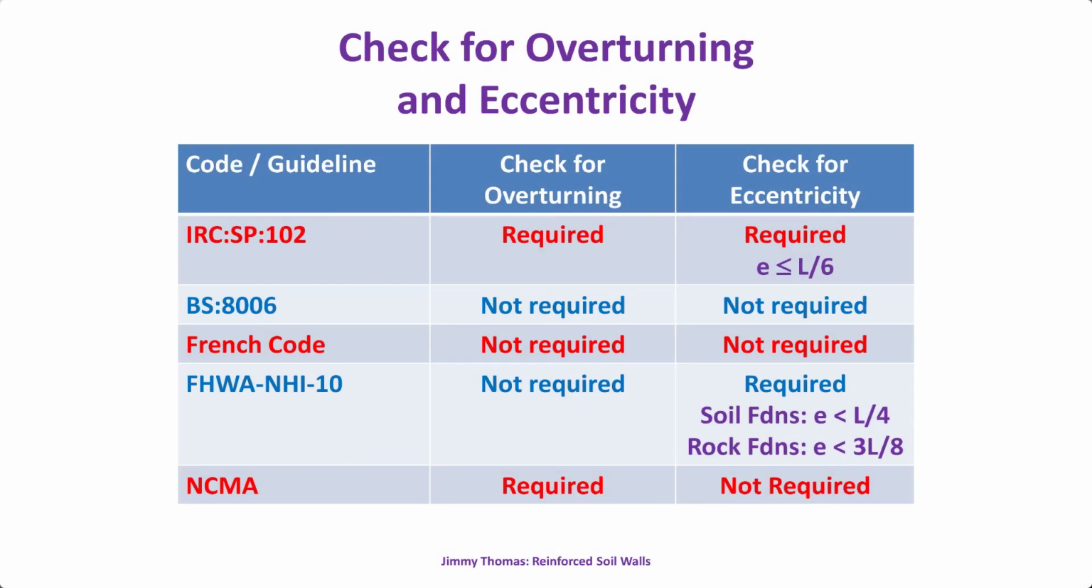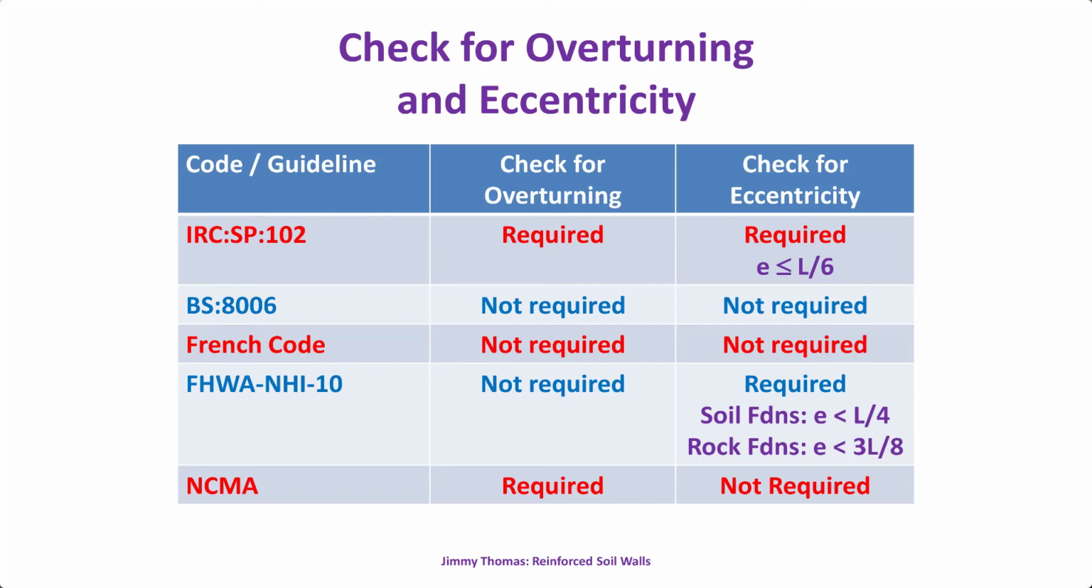So here I have compared the various codal provisions. These are the different codes, and whether a check for overturning is required, whether a check for eccentricity is required. If you look at IRC, it says it should be checked for overturning. Then it has specified e should be less than or equal to L by 6. Whereas BS does not specify: an overturning check is not required, neither does it put any limit on eccentricity.